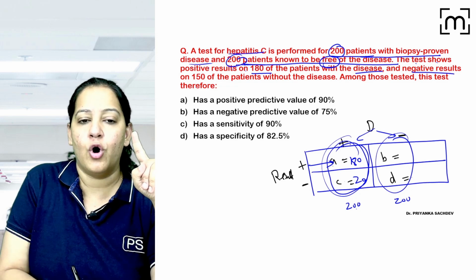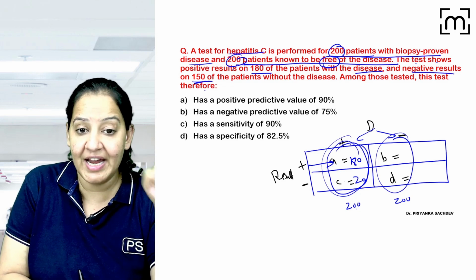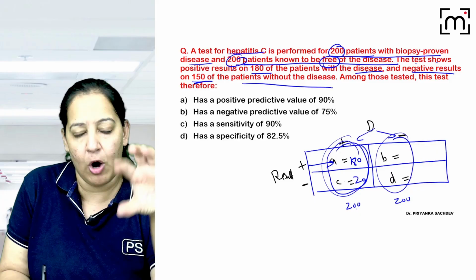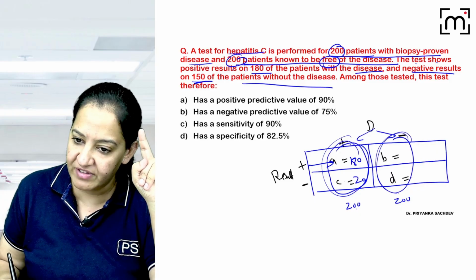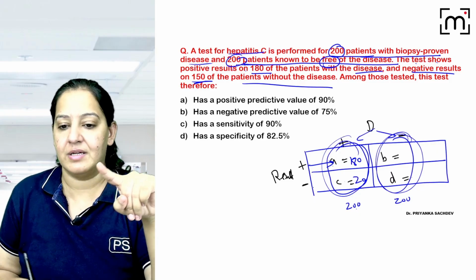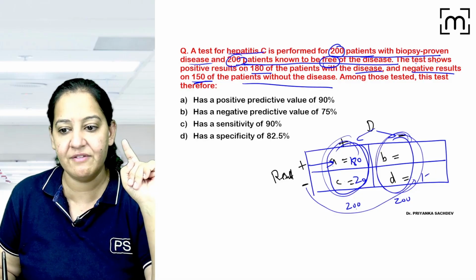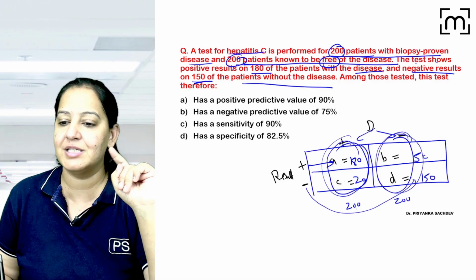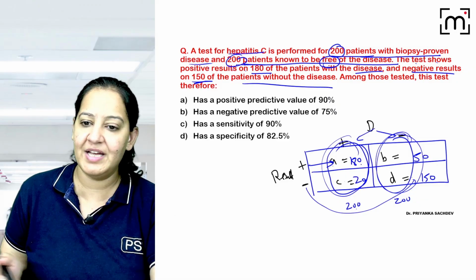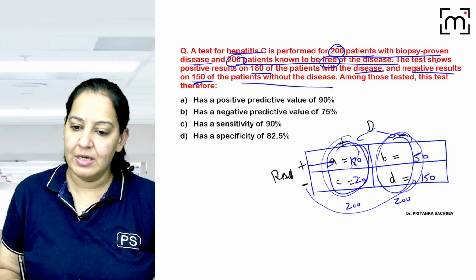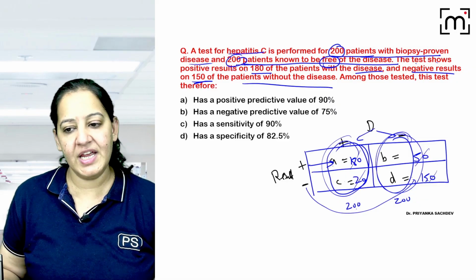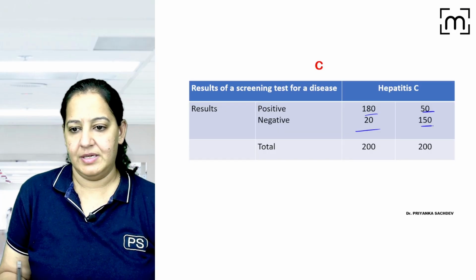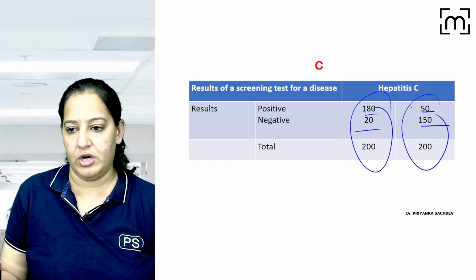And negative results on 150. The 150 are the negative results among the patients without disease. So among the patients without disease, the negative result is in 150. So obviously B is 50. So once the values of ABCD are out, A is 180, B is 50, C is 20, and D is 150. Yes, I'm right, right? Total 200, total 200.